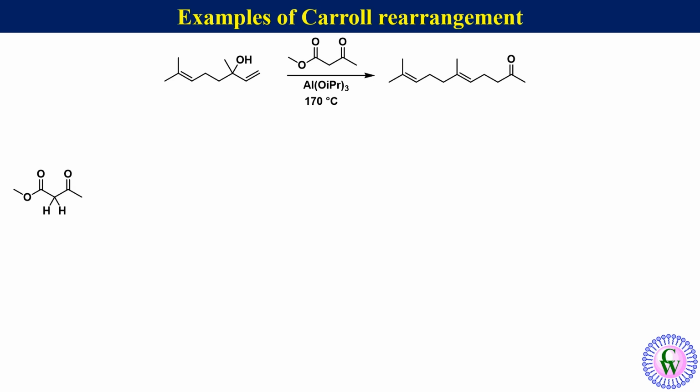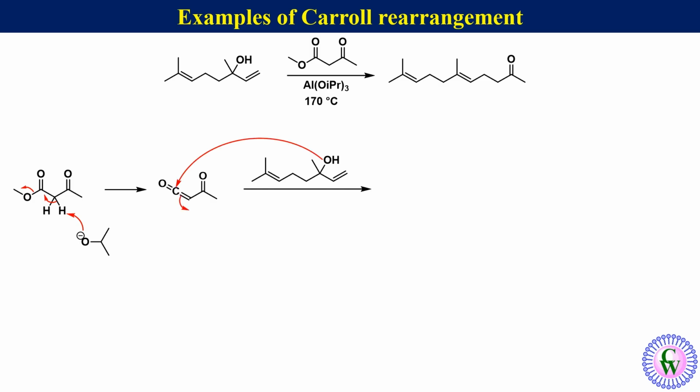Methyl acetoacetate has acidic active methylene protons. Isopropoxide ion removes one of the two protons to produce ketene. Linalool hydroxyl group adds to the ketene to produce beta-keto allyl ester.